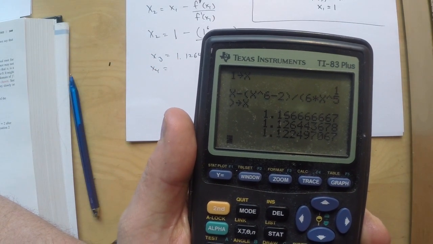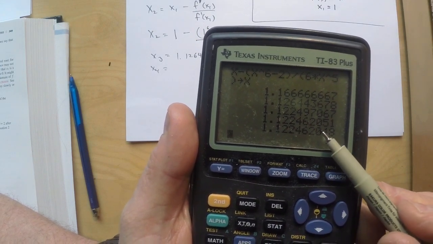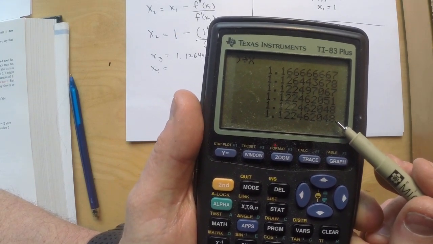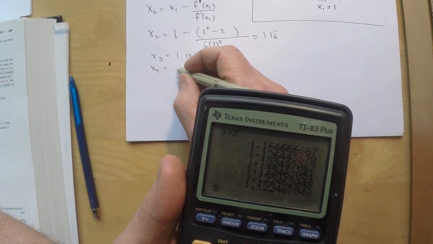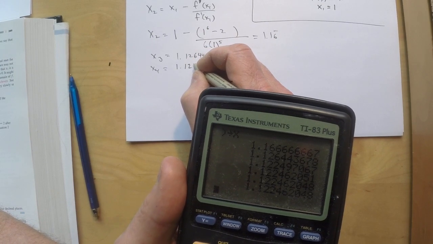There's my 4th iteration, 5th, 6th, and as soon as you start seeing decimals aren't changing, you know you've done just as good as the calculator itself. So there's my final. I'll write down the 4th iteration was 1.126443678.